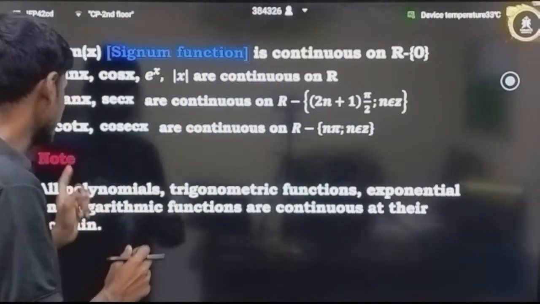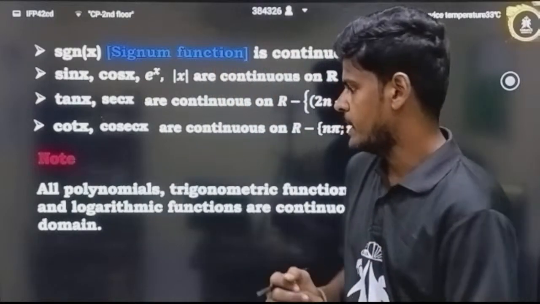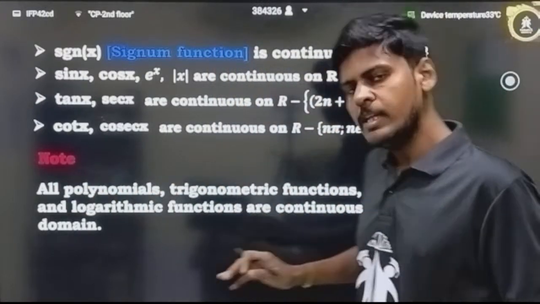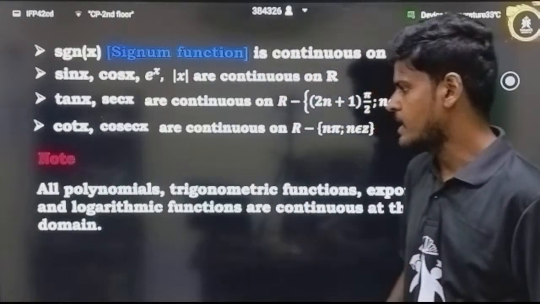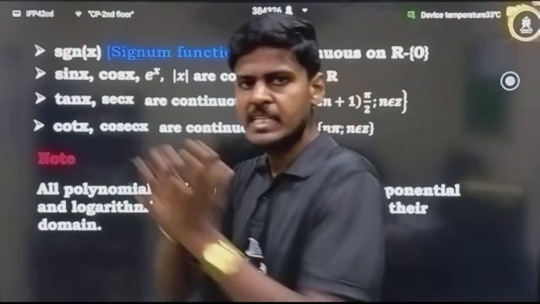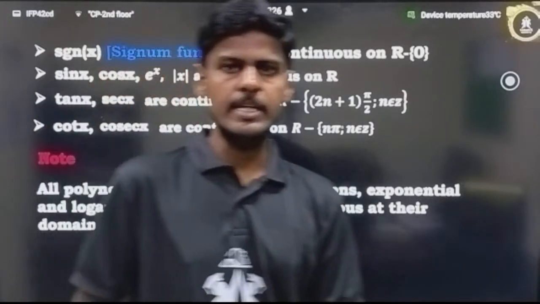Similarly, not just trigonometric, a polynomial function is continuous for all real numbers, that is its domain also. So all polynomials, trigonometric, exponential are continuous for all real numbers, and the logarithmic function is defined when the number is greater than 0. These are all continuous functions in their domain.